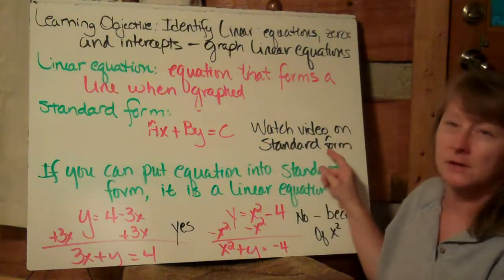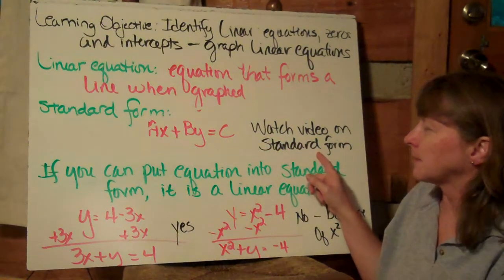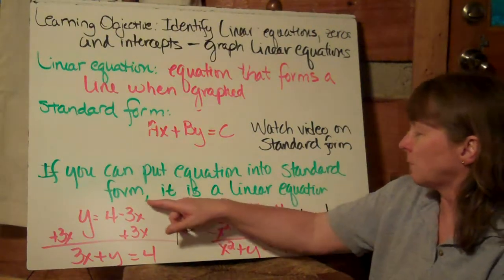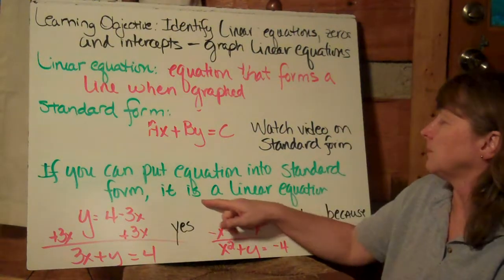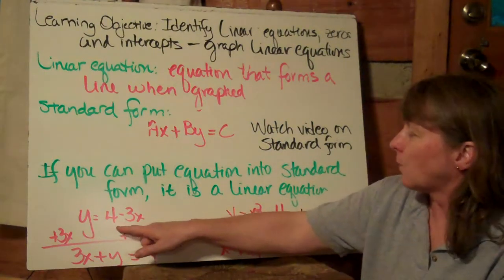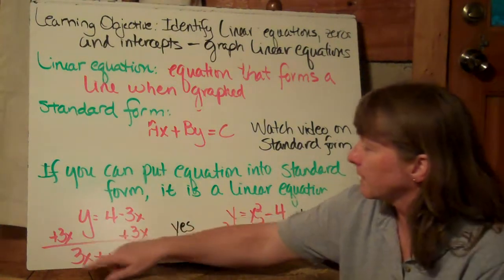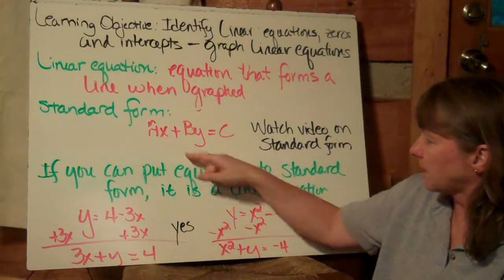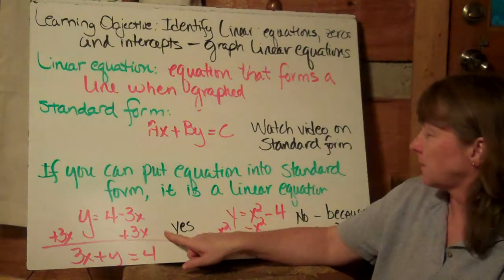You have to watch the video in a standard form, okay? Take notes on it also. If you can put an equation into standard form, then it is a linear equation. Here we have y equals 4 minus 3x. If we add 3x to both sides, we have 3x plus y equals 4. It's now in the standard form, and it is a linear equation.